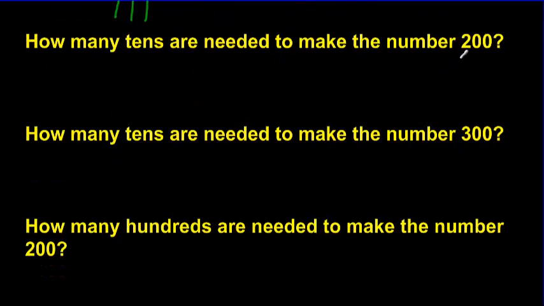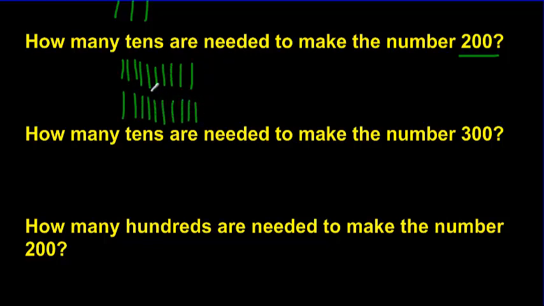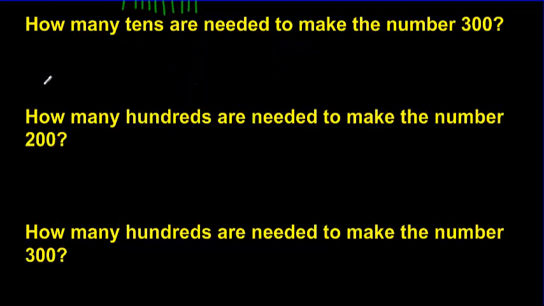How many tens make the number 200? Well, that's easy. If you understand how many you need to make 100, 1, 2, 3, 4, 5, 6, 7, 8, 9, 10, that makes 100. Another 10 makes another 100. That makes 200. So I need how many tens? 20 tens.